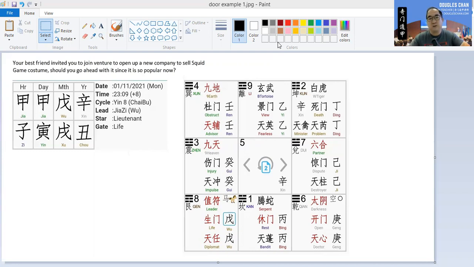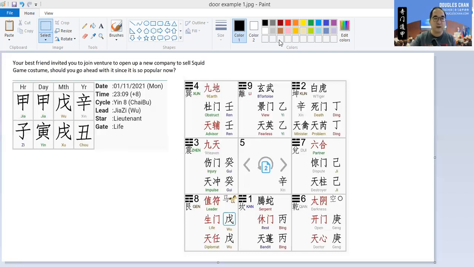In this case, we plotted this chart for around 2021, November the 1st, 11 p.m. This Qi Men Dun Jia chart is telling us the potential of this venture and whether it is likely going to be profitable. We'll go step by step in the case study to see what we can see from this chart. This is a very interesting chart because it is called a Fu Yin chart.